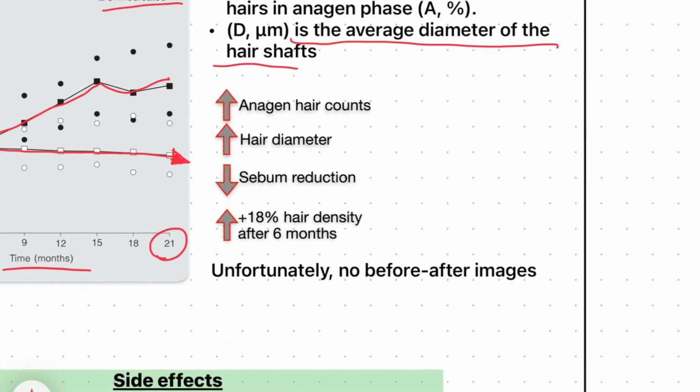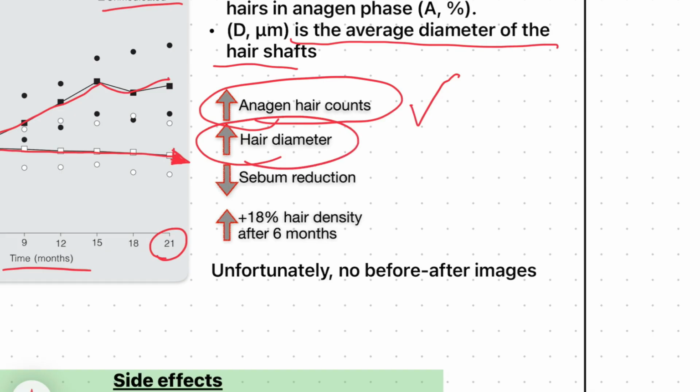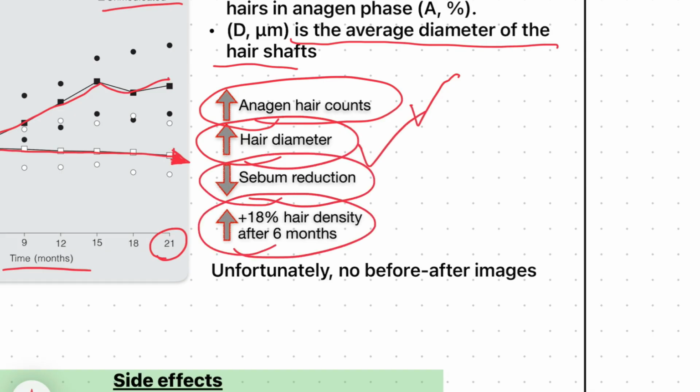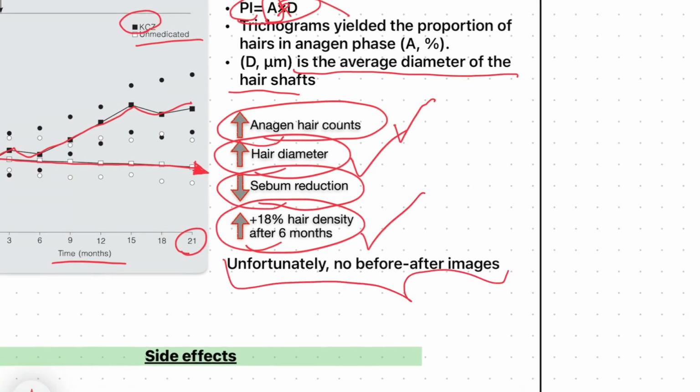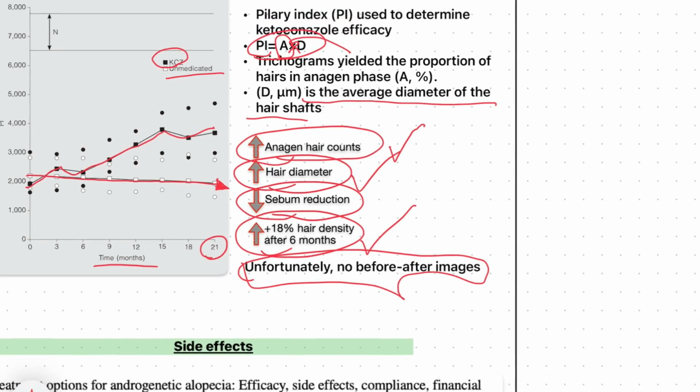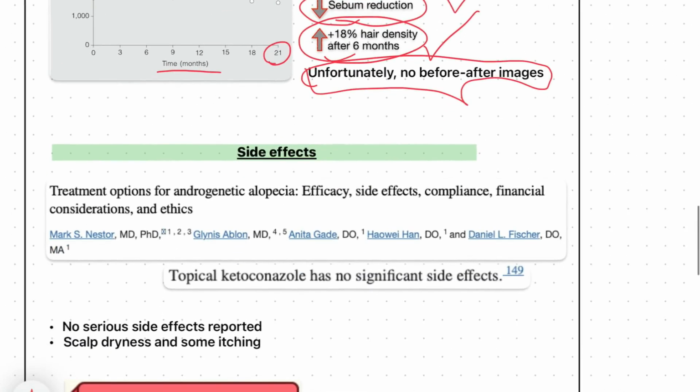And this study showed that ketoconazole can result in a greater proportion of hairs in the anagen phase, which is a good thing, increased hair diameter, a reduction in sebum production, and an increase in hair density after 6 months. Unfortunately for us, there are no before and after pictures, but the data is pretty favorable nonetheless.